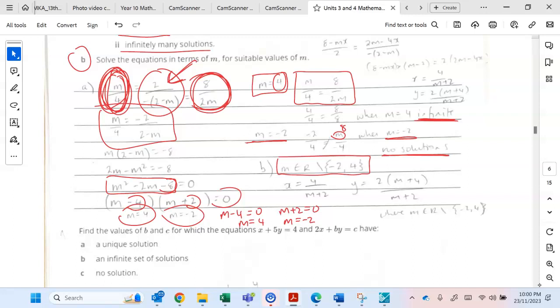So m is an element of any real number excluding, so this dash means excluding, the subset of negative 2 and 4. All right, so using these curly brackets, we're not doing a range of values. If we were using a range of values, we would use curved brackets, but these squiggly brackets just means we're excluding negative 2 and 4.